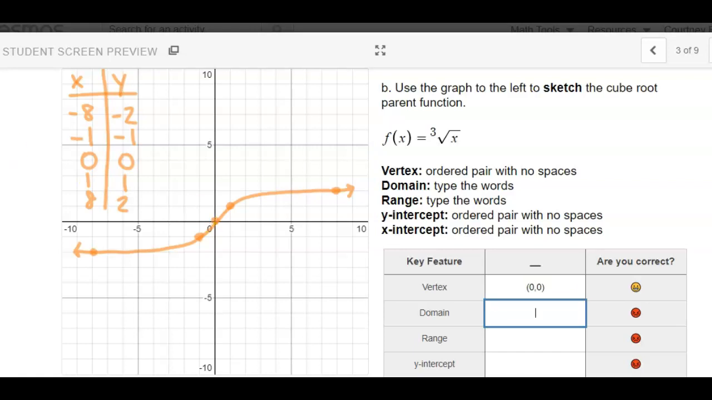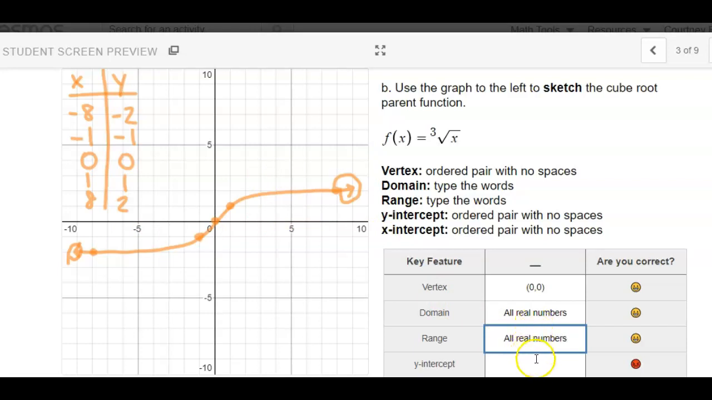Your domain, from the left to the right. I can't put a boundary on the left because there is an arrow. And I can't put a boundary on the right because there's an arrow. So it goes on to infinity in both directions. That's all real numbers. The range, bottom to top. Well, the bottom has an arrow and it keeps going down. The top has an arrow and it keeps going up. So again, my range is not bounded. It's all real numbers.